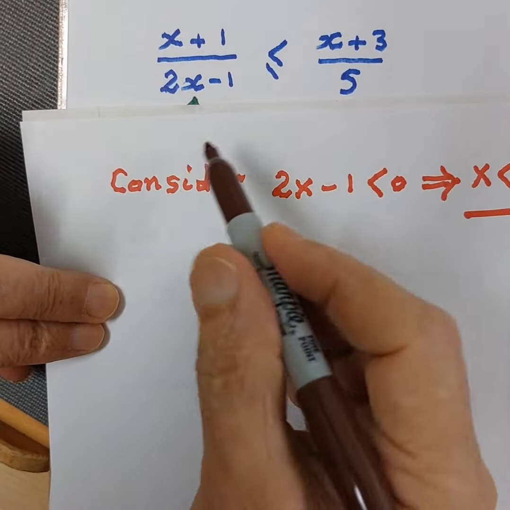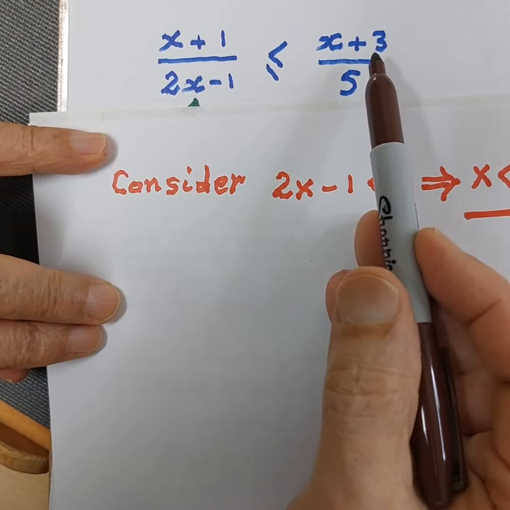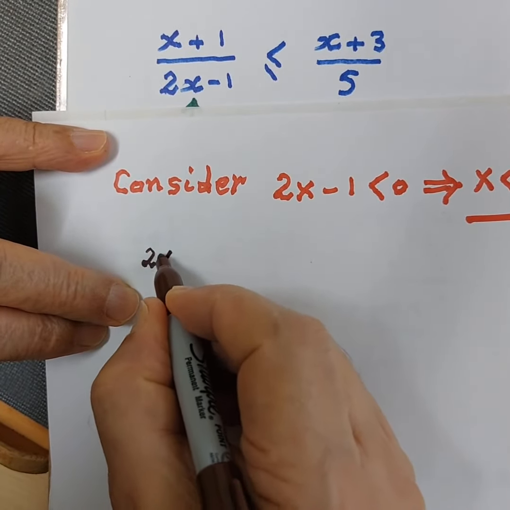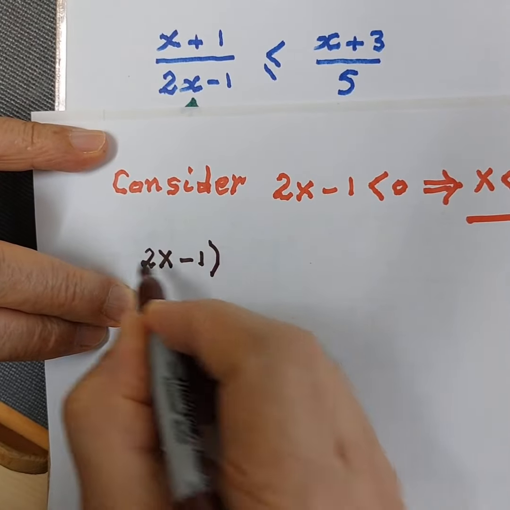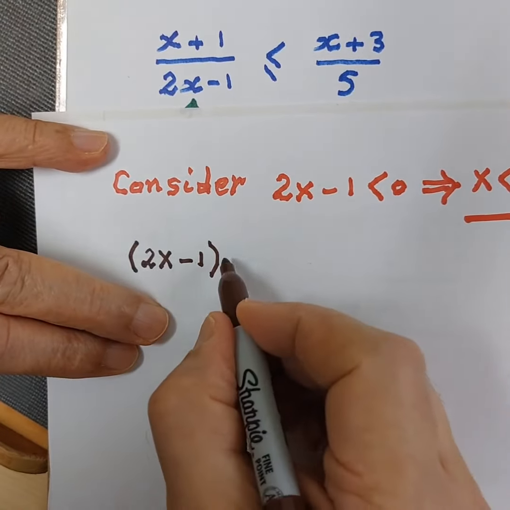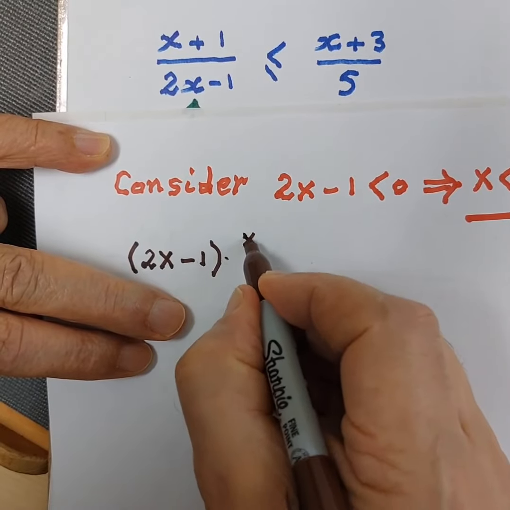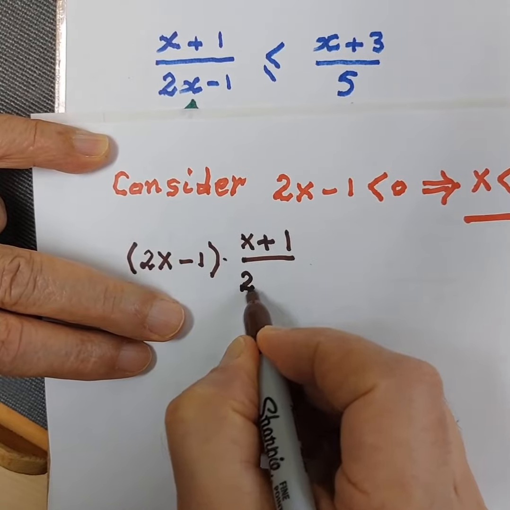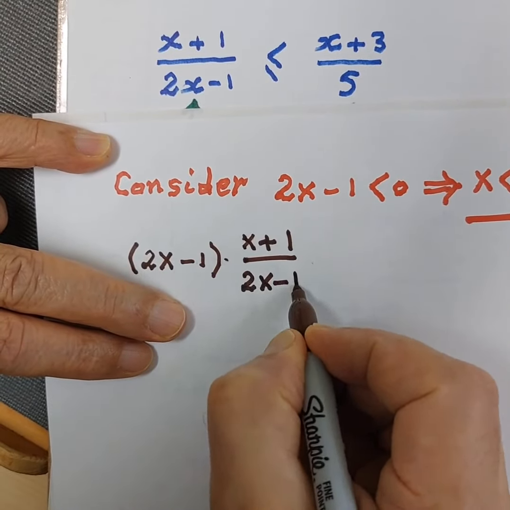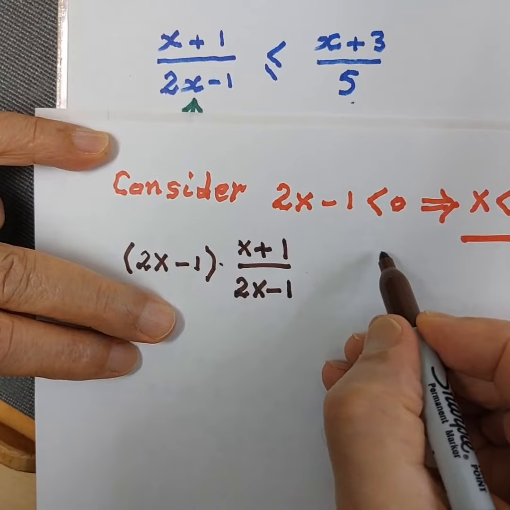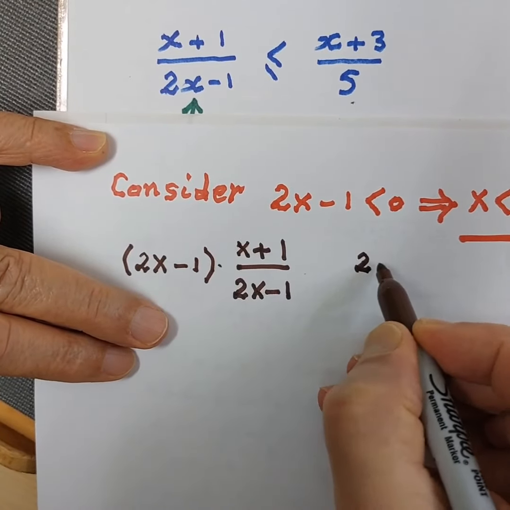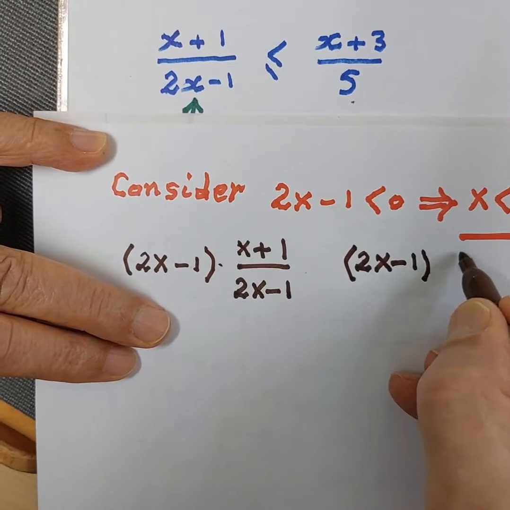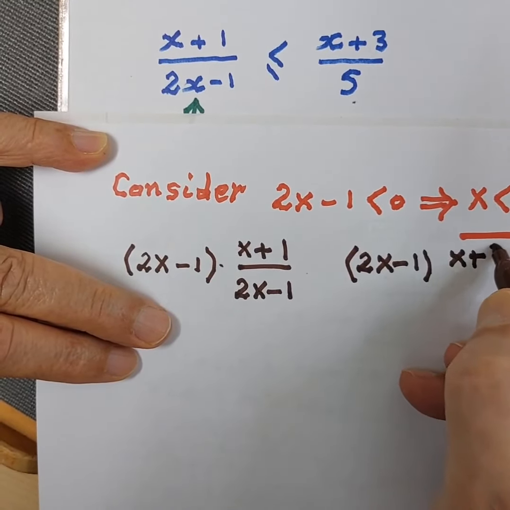And as we have this inequality, multiplying by 2x minus 1 for both sides to eliminate it from the bottom. So we have this multiplied by x plus 1 divided by 2x minus 1. And here also 2x minus 1 multiplied by x plus 3 divided by 5.